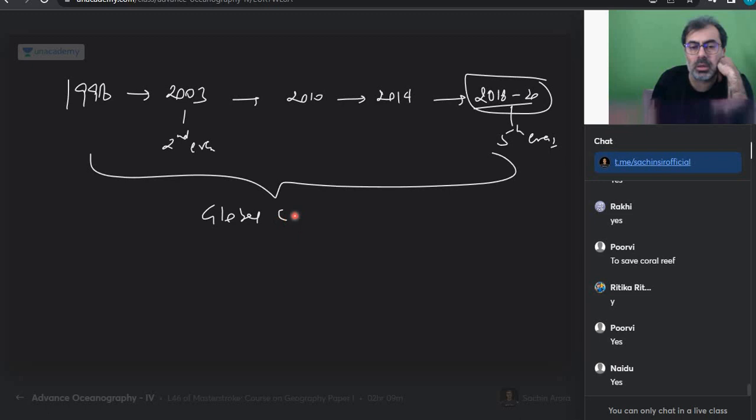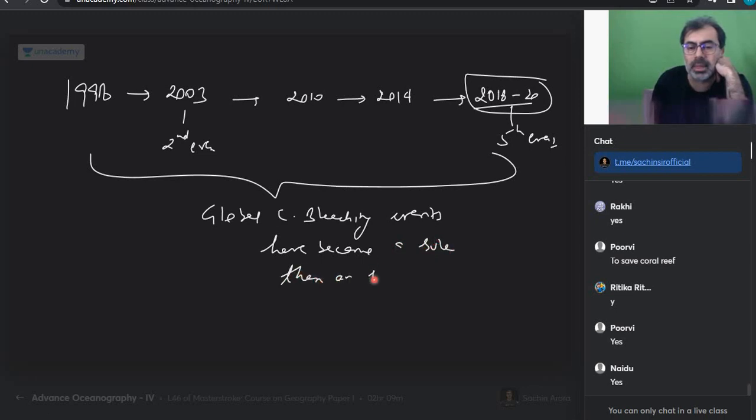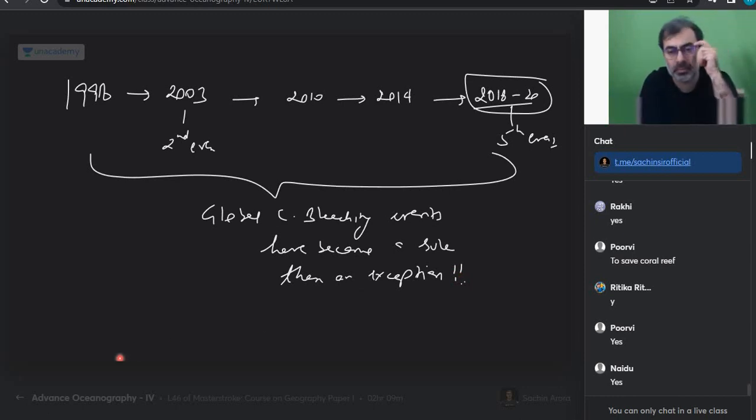Global coral bleaching events have become a rule rather than an exception. Is everyone okay? True.